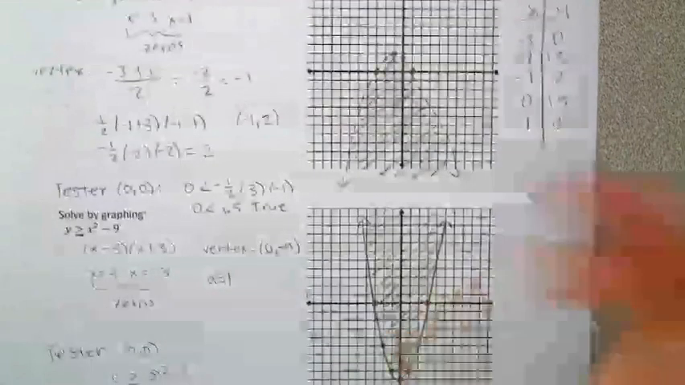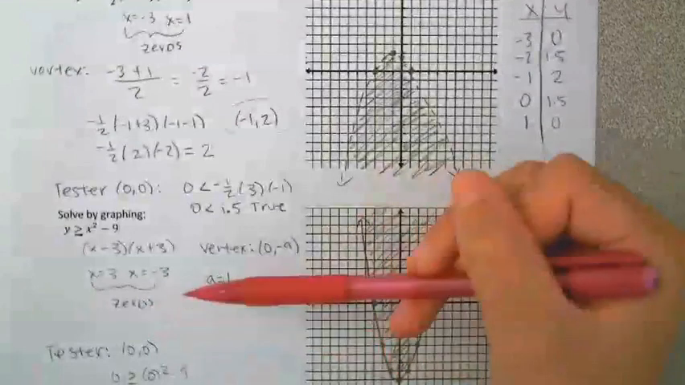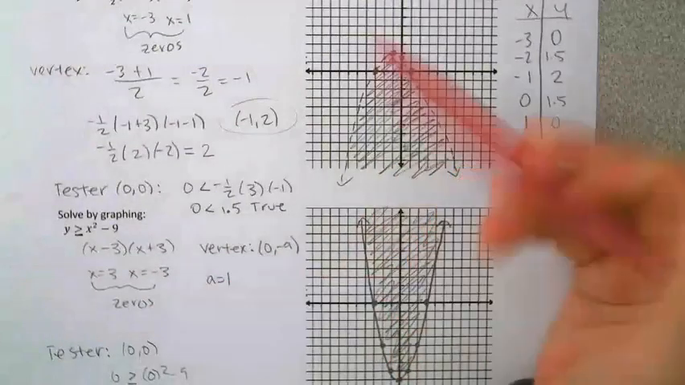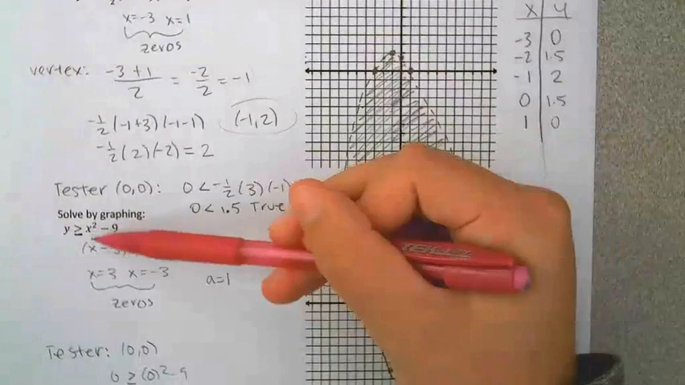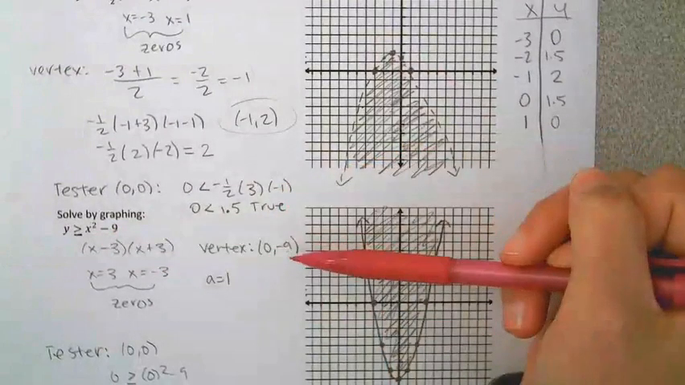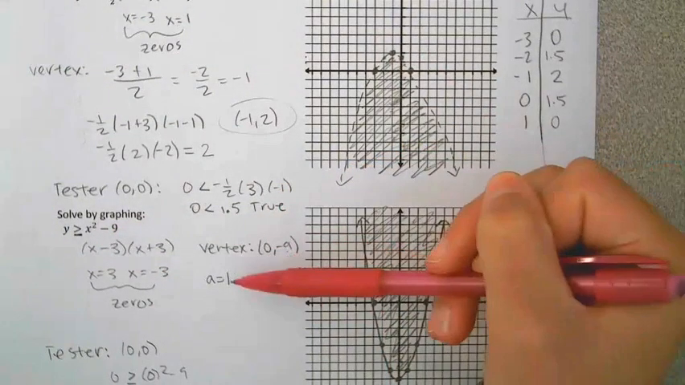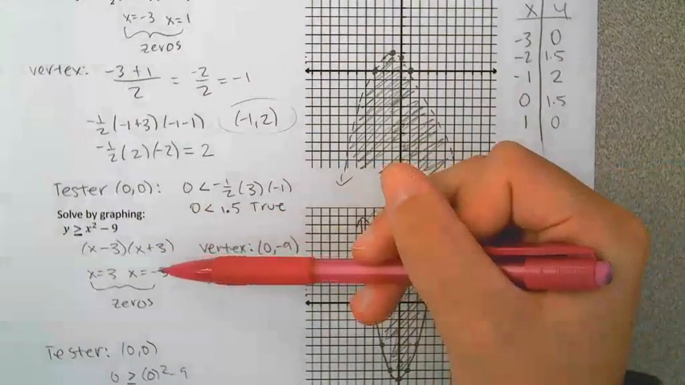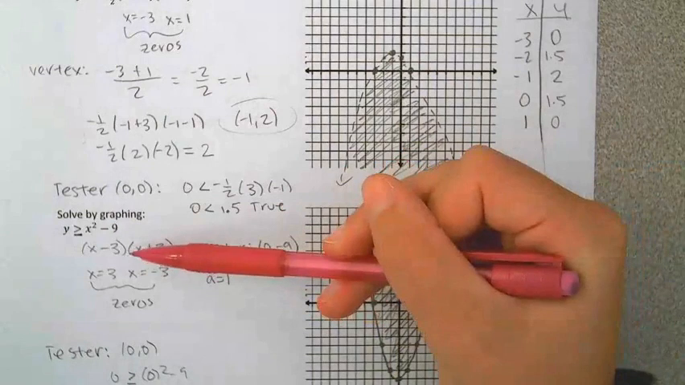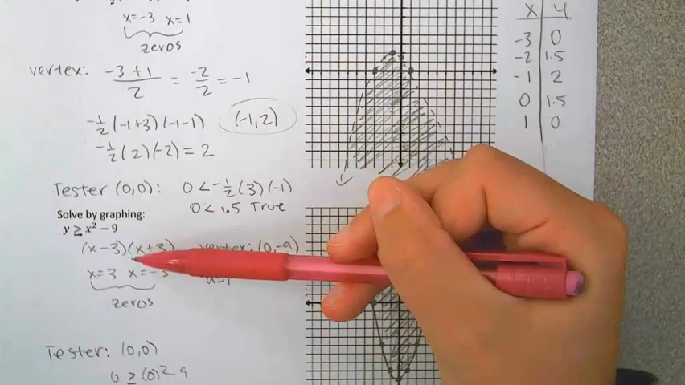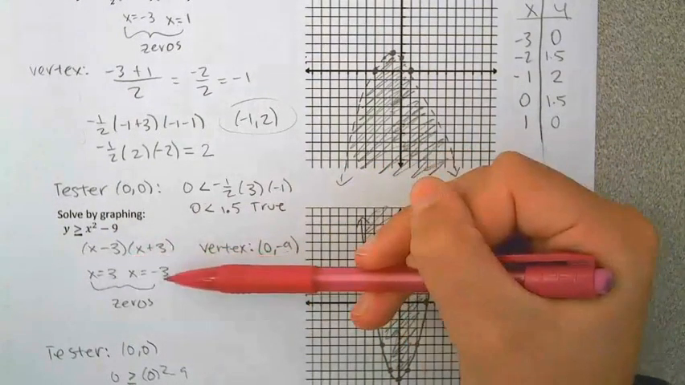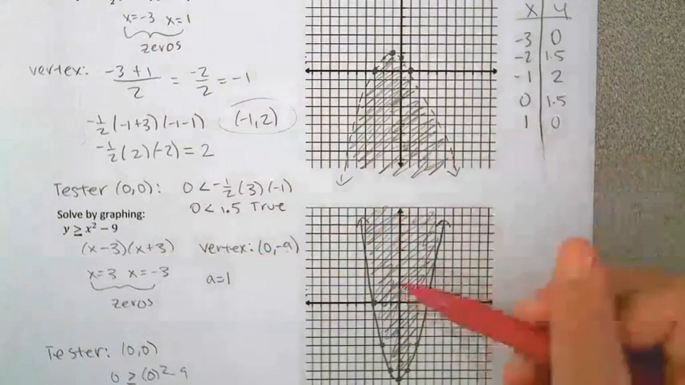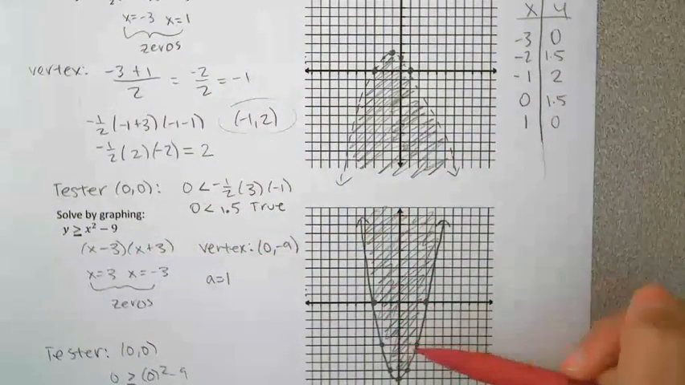For the next one, there's a few things I did with this one just to show you. Well, you can get your vertex because your h value is 0, so it's 0, -9 for your vertex. Your a value is 1. I also wanted to show you that you can also get the zeros from this pretty quickly because it is a difference of squares. So this tells you that you've got 3 and -3 as your zeros.